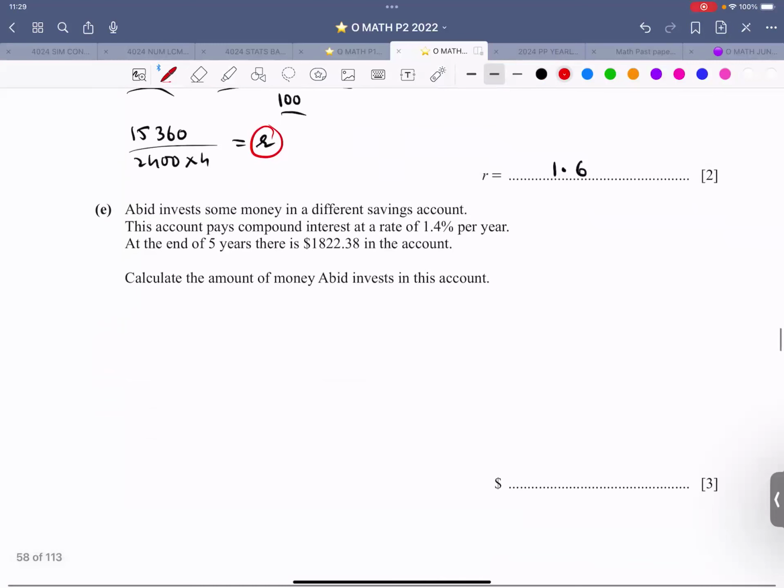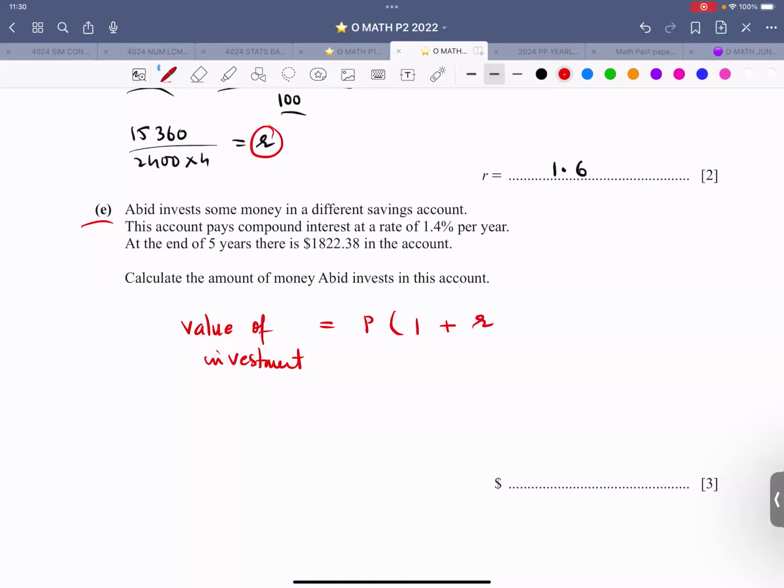Now this one says Abid invests money in a different savings account. This account pays compound interest. So the value of investment in compound interest equals P bracket 1 plus R over 100 raised to the power of N. Now let me explain how to use it. This account pays compound interest at a rate of 1.4% per year. So this R is 1.4%.